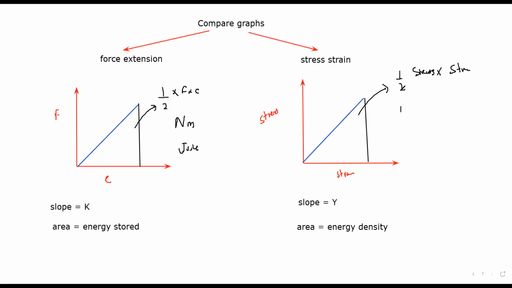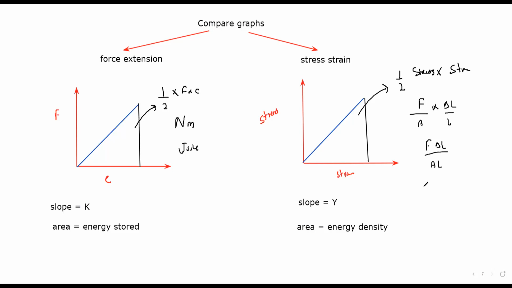Half is not considered, because in terms of unit, stress is force over area and strain is change in length over original length. The 1/2 will not contribute to the unit, that's why I'm not considering it. So F into delta L divided by A into L.